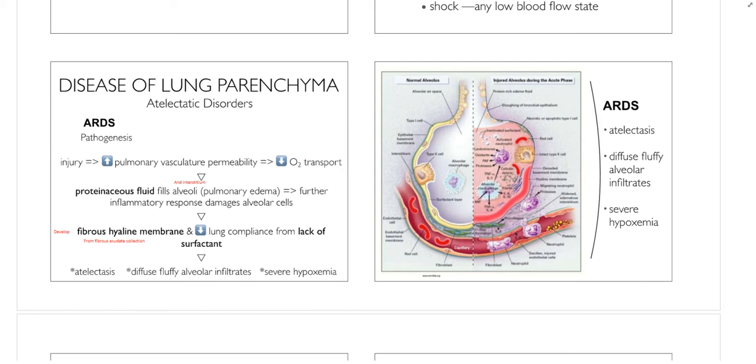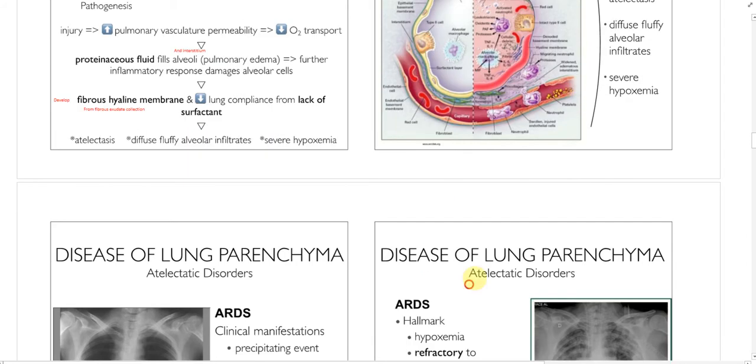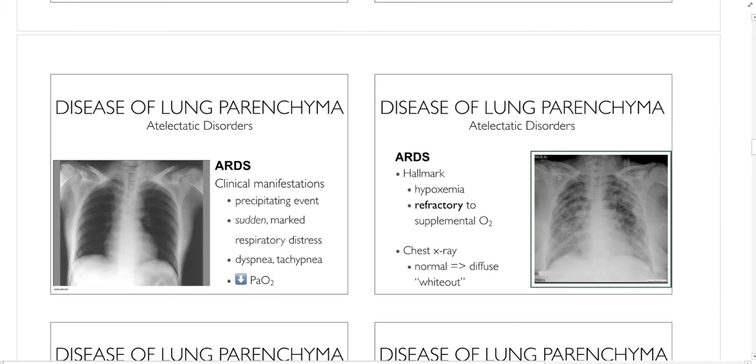And that's partially because a lot of this surfactant ends up getting destroyed from perhaps whatever the original insult was, and then as well the immune and inflammatory response afterwards. And so a lack of surfactant leads to a lot of the lack of lung compliance after having that fibrous hyaline membrane created. We're going to see a lot of alveoli collapse, forming atelectasis, and then we're going to see this diffuse fluffy alveolar infiltrates, such as down here.